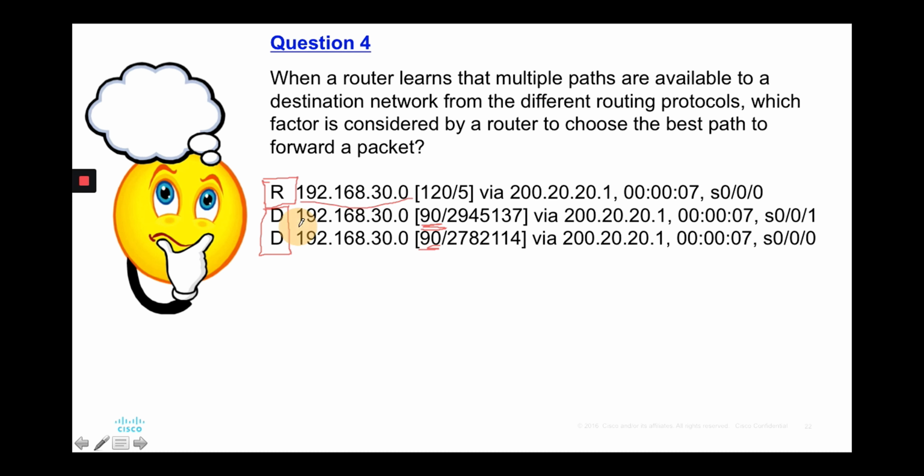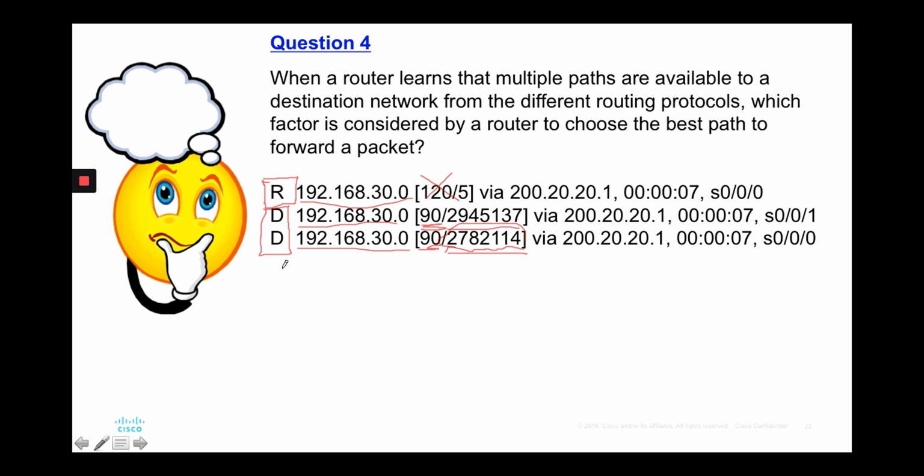Okay, now for the first thing the router is going to consider, you have routes to the same destination network, okay? So the router is going to choose the lowest administrative distance. So 120 compared with 90, of course, this is not going to be the consideration. So the router is going to consider these two. And because both have the same administrative distance, this time the router is going to choose the lowest metric, remember? Okay, so the lowest metric is 2782.114.